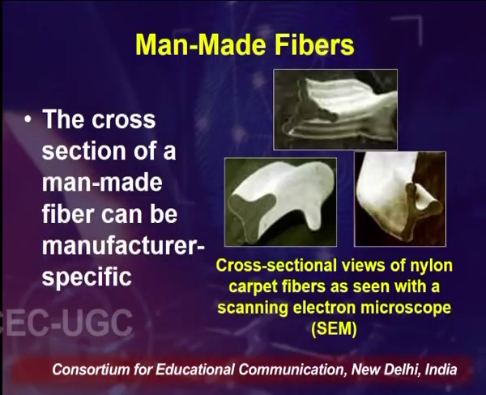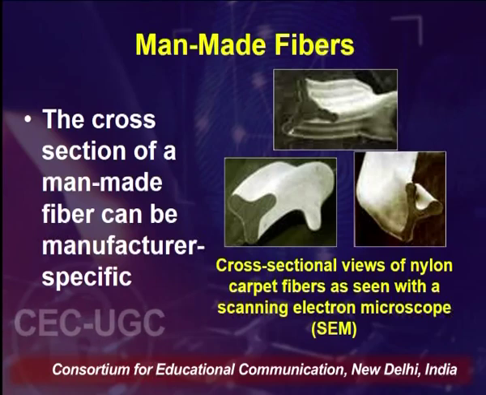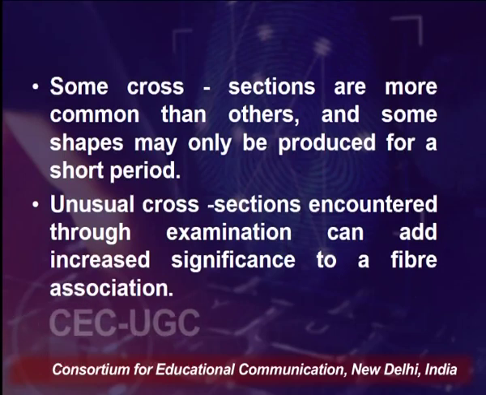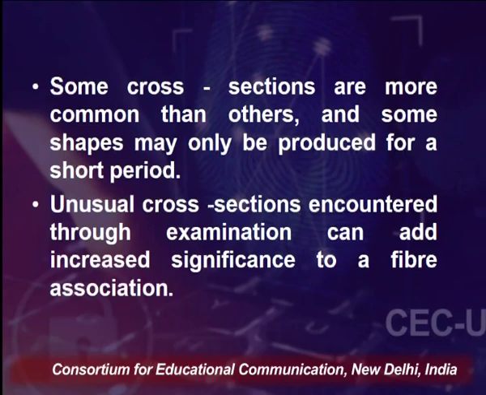Looking at the cross section of man-made fibers, they can be viewed under the scanning electron microscope. As we can see, these are the cross sectional views of nylon carpet fibers under a scanning electron microscope. So, we can differentiate the images using different microscopy. Now, coming to the cross sections, we can take the cross section of different fibers and examine them under the microscope. Unusual cross sections encountered through examination can add increased significance to a fiber association.